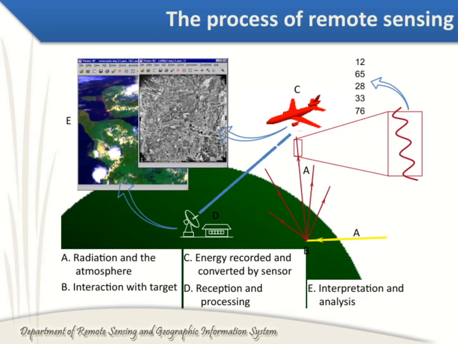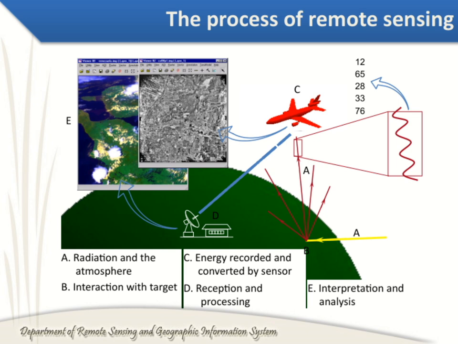Let's walk through the process of remote sensing. It all begins with radiation and the atmosphere, which is the first step. Here, the Earth's atmosphere interacts with incoming energy, affecting how much radiation actually reaches the Earth's surface. Next, we have the interaction with the target, where the energy from the sun or other sources hits the Earth's surface and interacts with different objects or land types. Following that, the energy recorded and converted by the sensor comes into play. Sensors on satellites or aircraft detect this energy, capturing data that can be analyzed later.